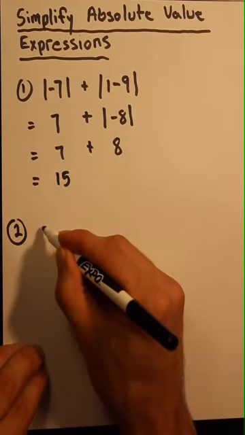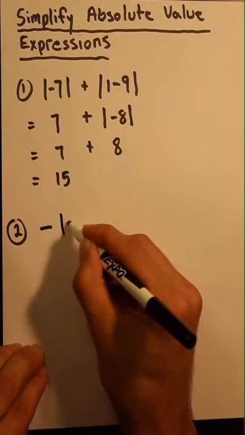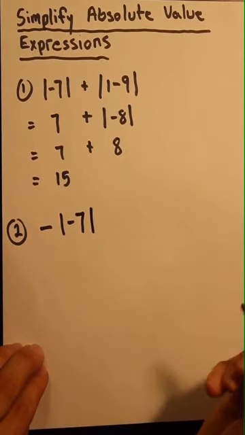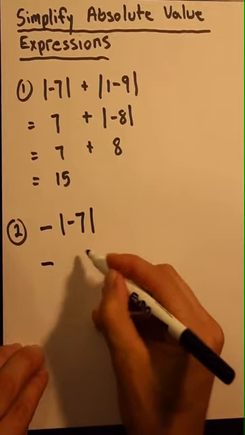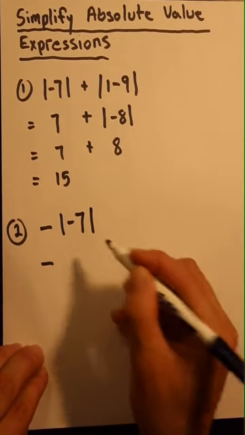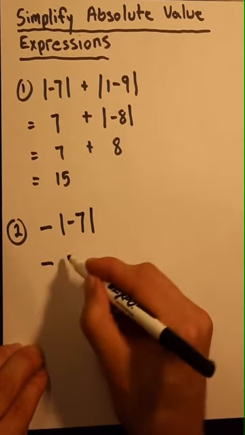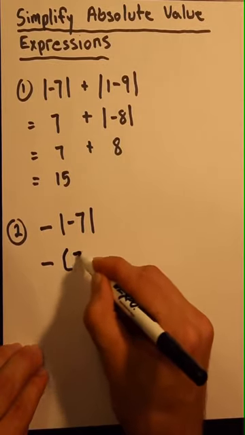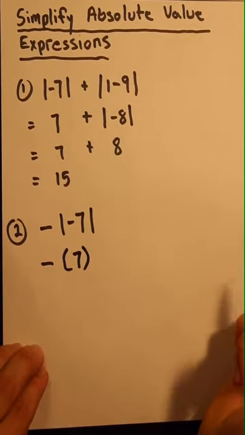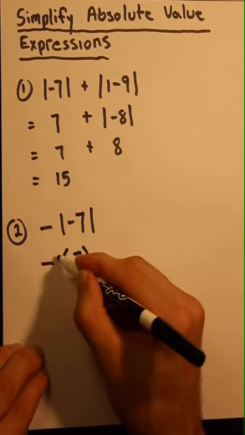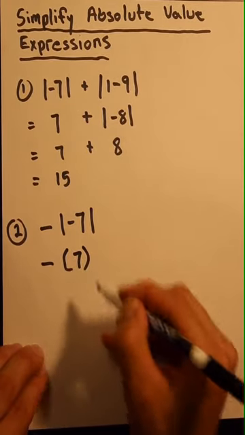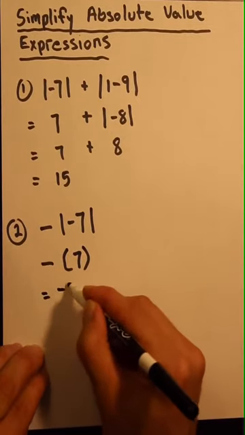What if I'm given something like the negative of the absolute value of -7? Well, the negative we write again, and what would the absolute value of -7 become? Well, it would just become +7. So we'll put that in brackets and get rid of the absolute values. And now there's a -1 in front here, so when we distribute it inside the bracket, we end up getting -7.